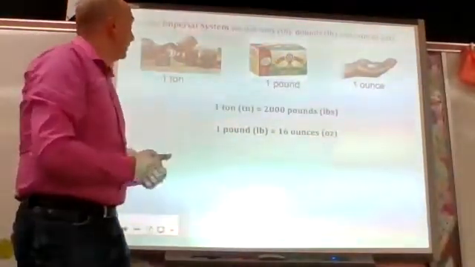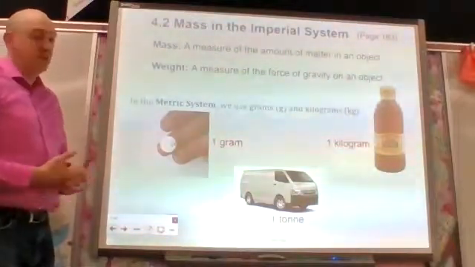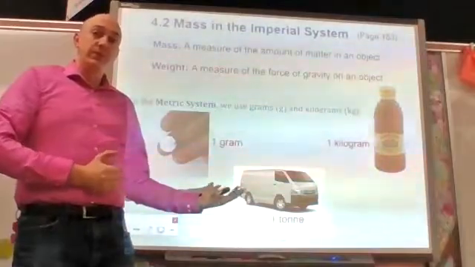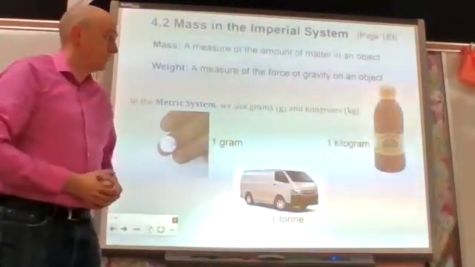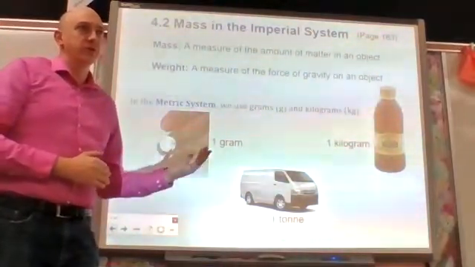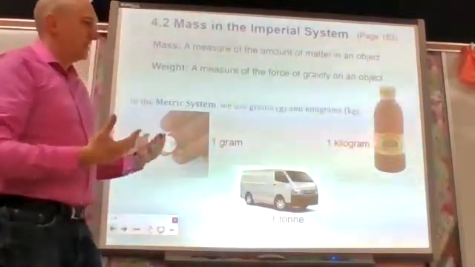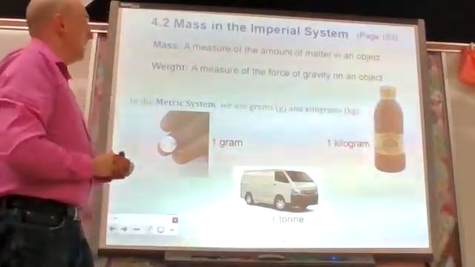And welcome back. So today's lesson is on mass in the imperial system. So we just looked at temperature in the imperial system, which is Fahrenheit, versus our degrees that we use in Canada, which are much easier to use in my opinion, because 0 degrees is freezing, 100 degrees is boiling. That's nice and easy to remember. Not so great in the imperial system, like a lot of things in the imperial system.